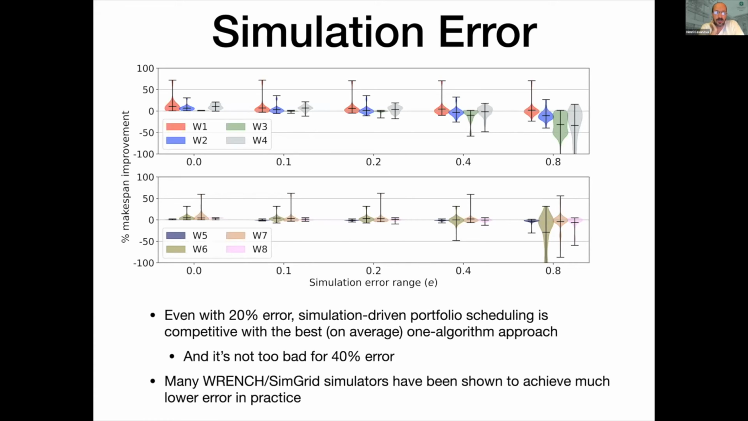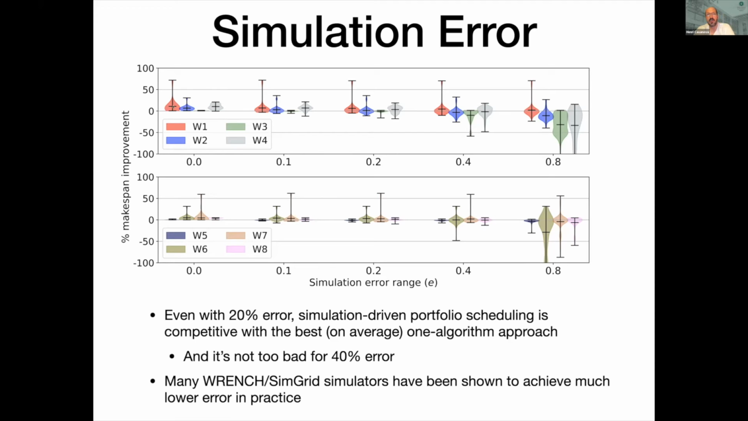So here, the same kind of plot. Values above 0 mean that portfolio scheduling works. Values below 0 mean that it is outperformed by the one algorithm approach, reminding you that our competitor is the best on average one algorithm approach, which it's really unclear how a runtime system developer would actually pick that one algorithm without doing a whole scheduling study. And on the x-axis, we have the simulation noise, right? So 0 is perfect. So this is the same results we showed earlier. But 0.1 is 10% error, 20% error, 40% error, 80% error.